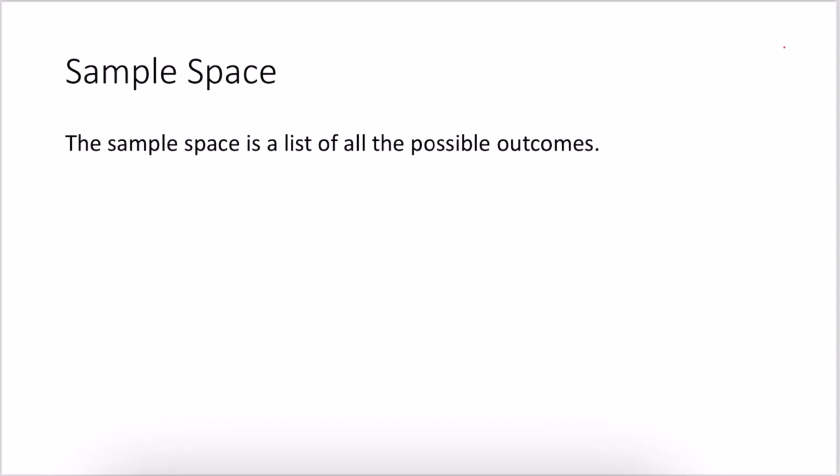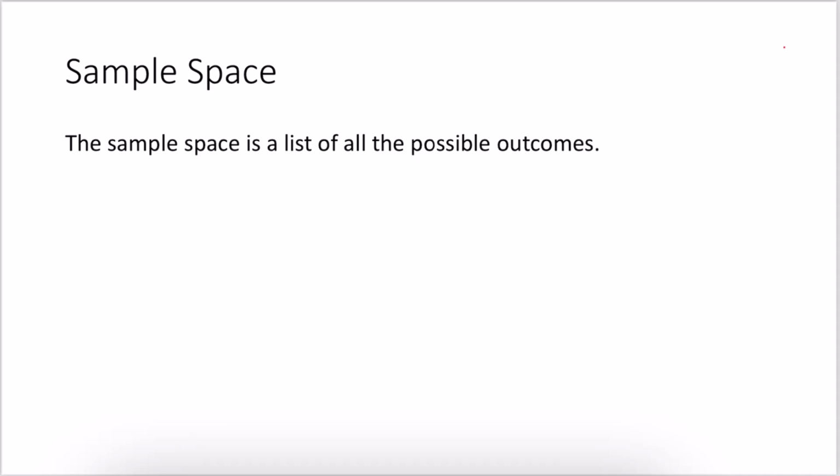Okay, so in our last lesson, we talked about how probability can be calculated as a fraction, where the bottom number is the number of possible outcomes and the top number is the number of favorable outcomes, or the outcomes that correlate to whatever you're trying to find the probability of. So the sample space is a list of all of the possible outcomes.